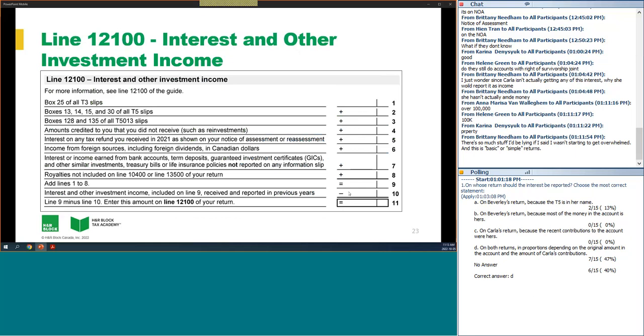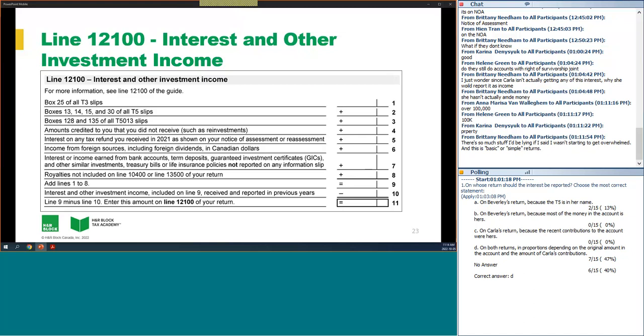Add it all together, and you're going to get a number at box 11. We don't really have to worry about line 10 for this course because that deals with reserves and other things like that that we're not going to touch on. So we're just adding income in this course. Add it all. Make sure you haven't missed any. Put it on box line 11. Put it on line 12100 of the return.